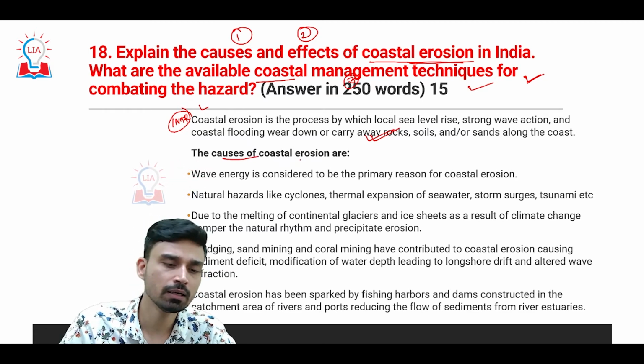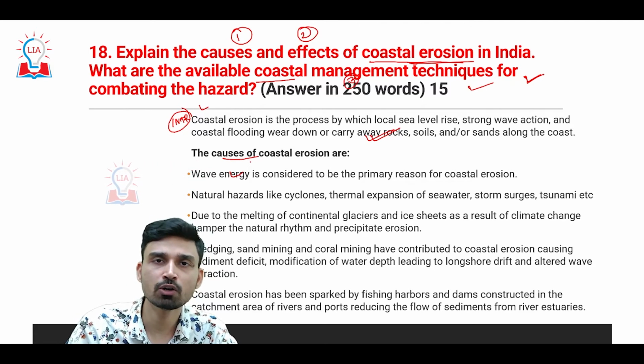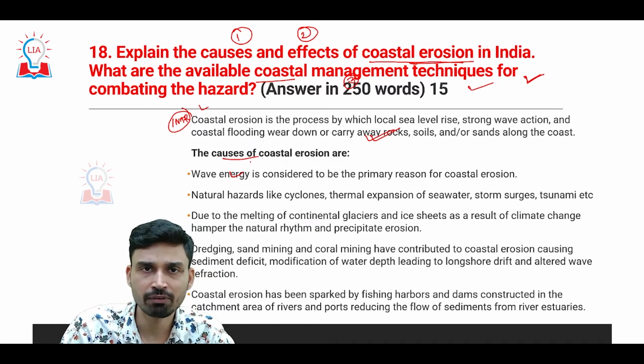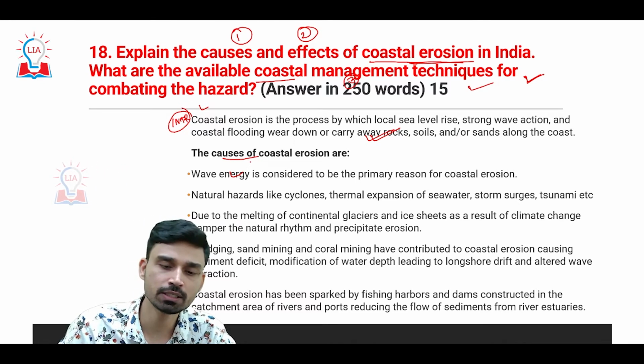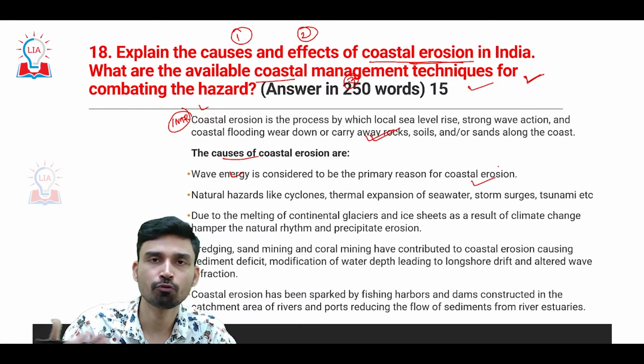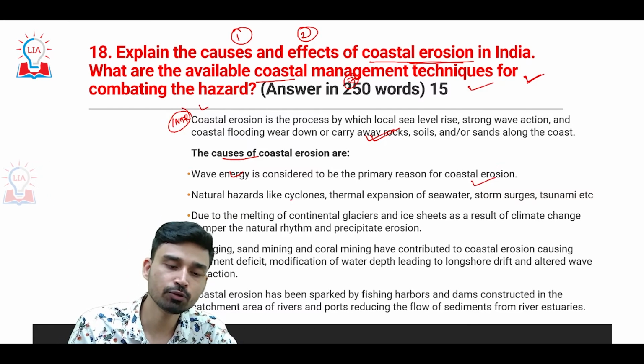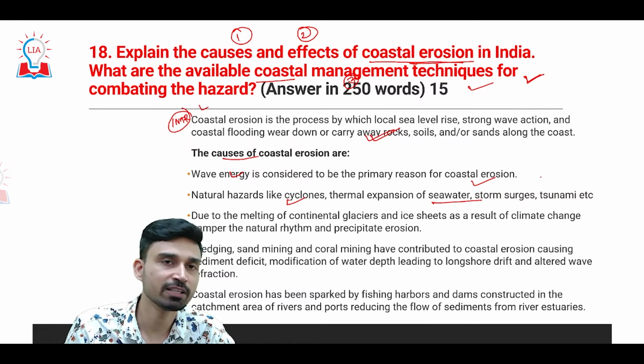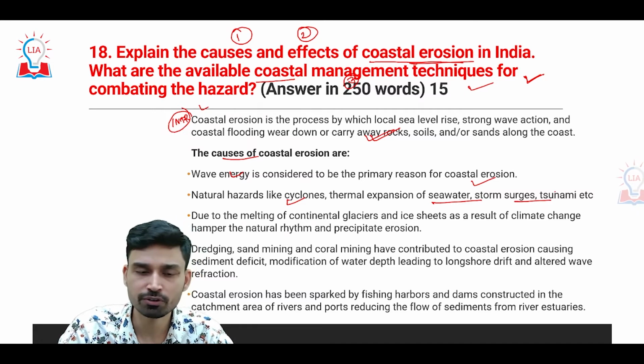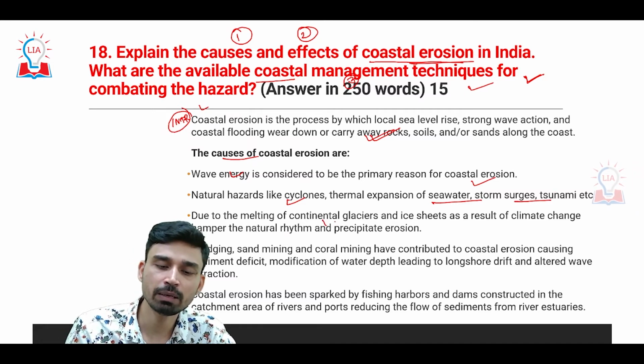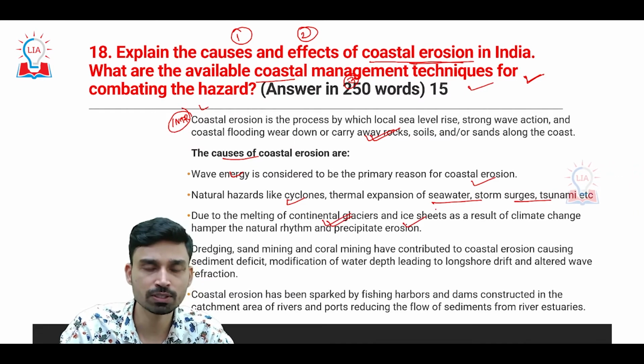The major causes are wave energy. We know that coastal areas are continuously affected by coastal waves, and whenever the waves strike the coastal regions, they cause erosion by the force of the water. Then second is natural hazards like cyclones, expansion of seawater, storm surges, tsunami, etc. is the other major reason. Apart from that, melting of glaciers and ice sheets as well causes coastal erosion.